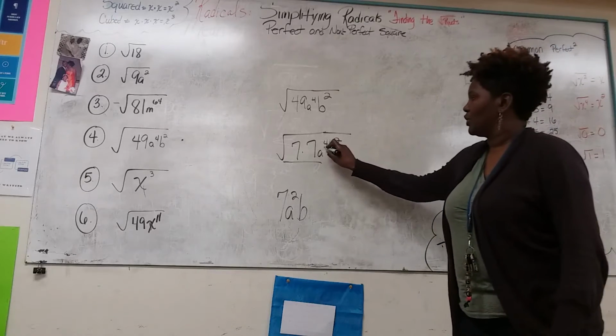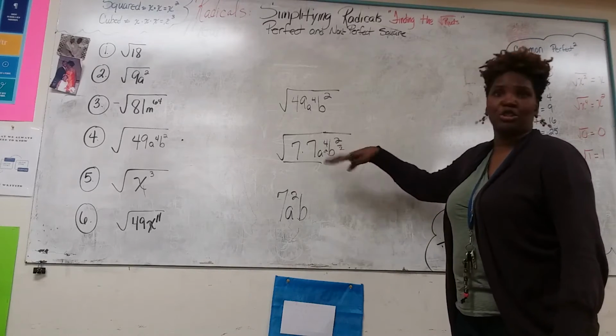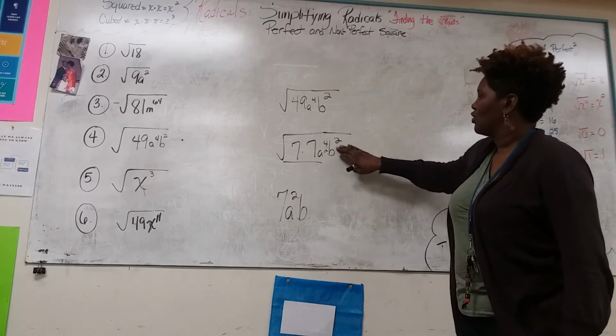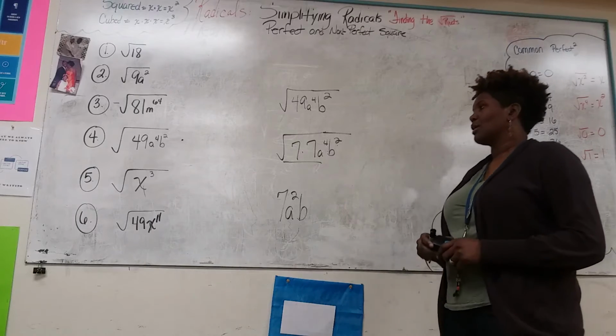Okay? Because with your exponents, you just divide those by 2. Okay? I just wrote that down so you'll see. You just divide it by 2. That's all you're doing. That's how we came up with those numbers. Okay?